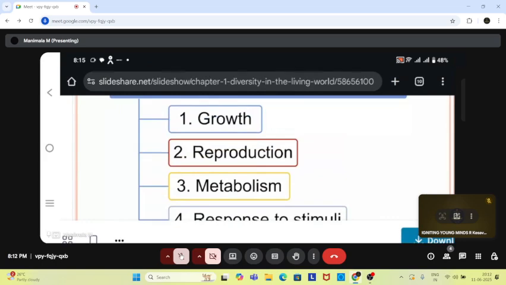Increase in mass and number. Very good. Increase in mass and number is called growth. Plants grow throughout their life, but animals grow only for a particular period. Okay, reproduction. What is reproduction? Ability to produce young ones.